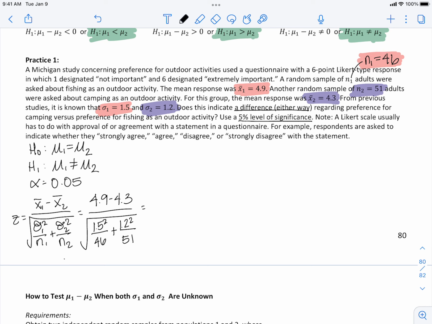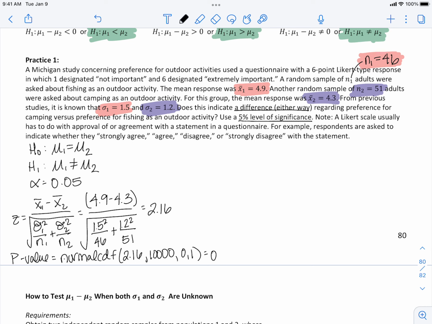So if we calculate this, again, don't forget, put your numerator in parentheses to make sure you punched it in correctly. And this comes out to be 2.16. So now if we want to find the p-value, we're going to do normal CDF. And again, this is a positive z-value, and we're looking for the tail area. So I'm going to do 2.16 up to 10,000, comma 0, comma 1.